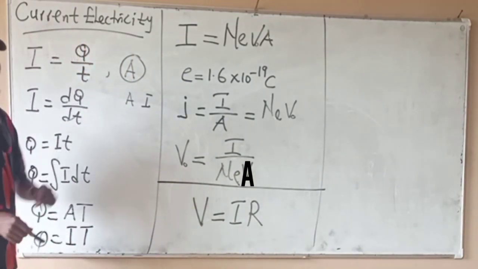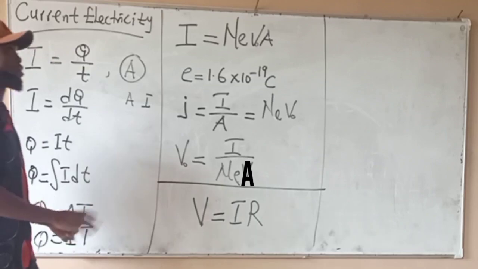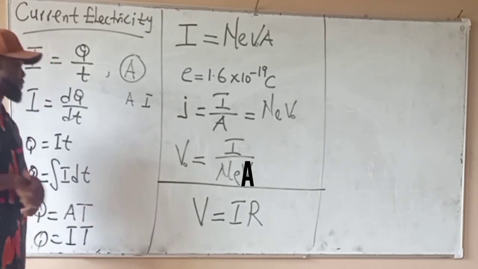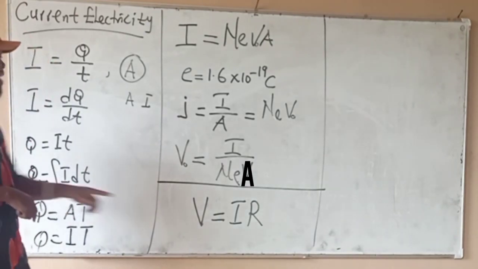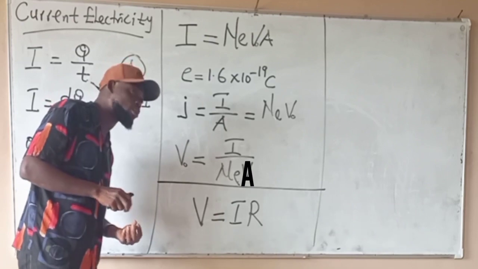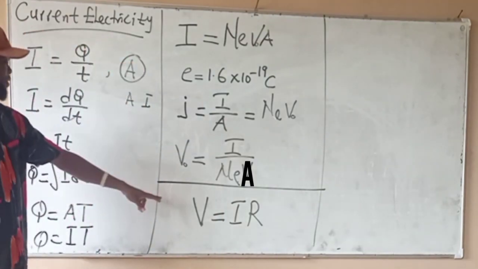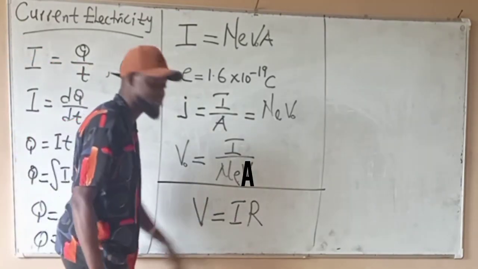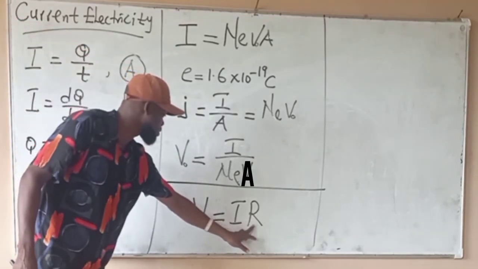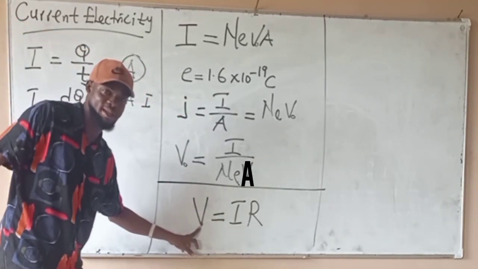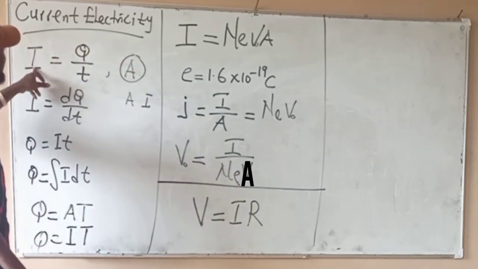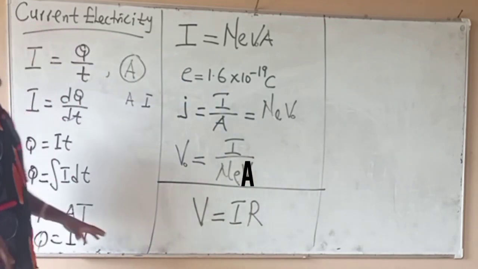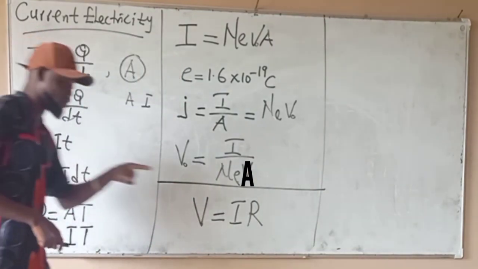So V is equal to IR. That is the current flowing through a wire and the potential difference across it. Where V is called voltage or potential difference, I is current, and R is resistance. Look at the quantities here. We used this before when we were doing capacitors. R is called the resistance of the conductor or the resistance of the wire.